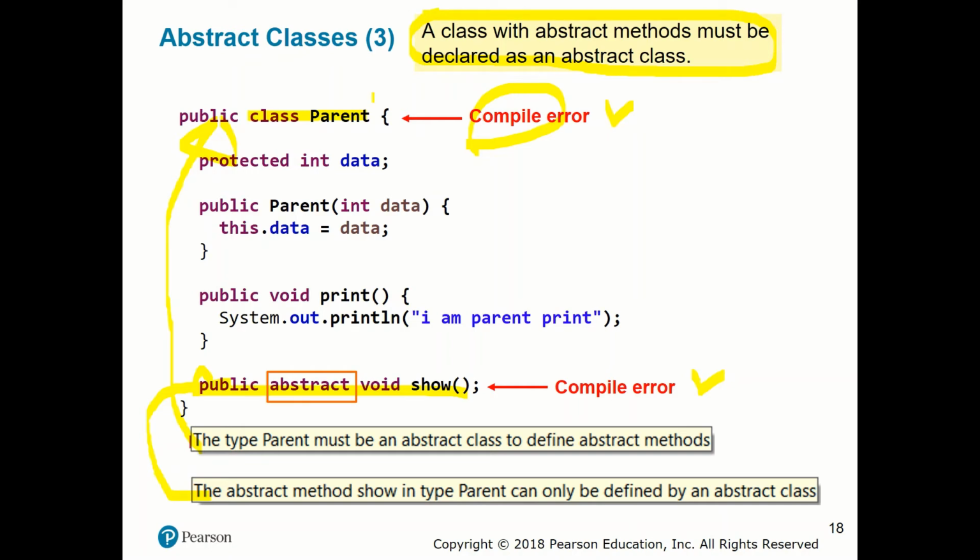So you must be careful. An abstract class can have normal methods. But if the class has an abstract method, then the class must be declared as an abstract class.